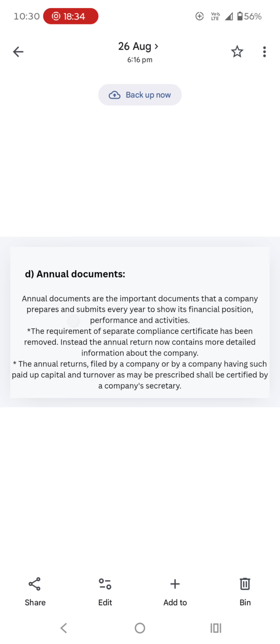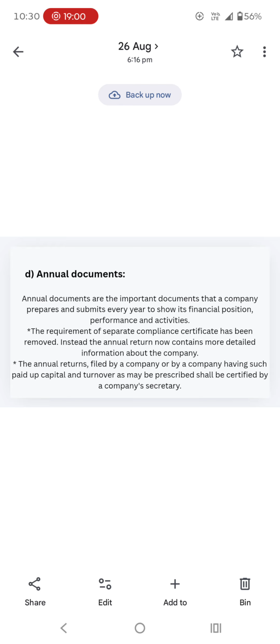Next, last point is annual documents. What do you mean by annual documents? Let us see. Annual documents are the most important documents that a company prepares and submits every year to show its financial position, performance, and activities. Annual documents, as you know, are important documents. They are prepared to show the financial position of the company.